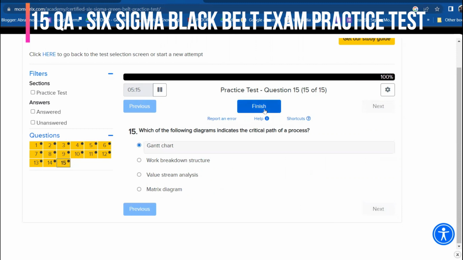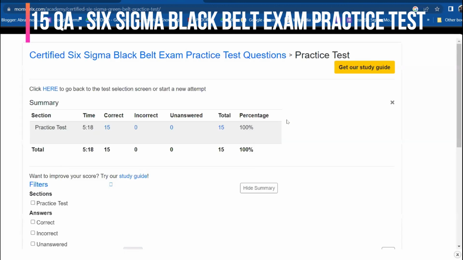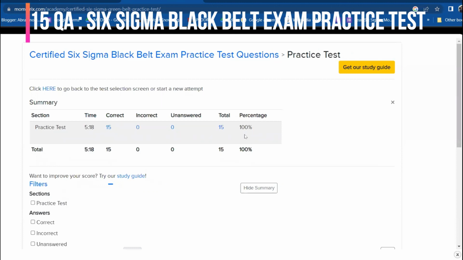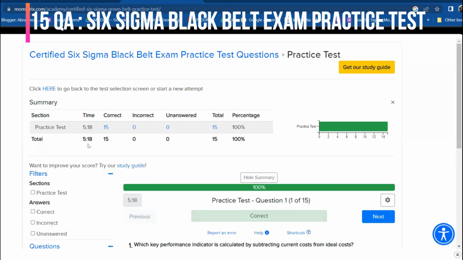I'm going to finish. So I have completed all the 15. Let's see the score. Do you want to finish? Yes. Excellent. So we got 100 marks. All 15 are correct. We took only 5 minutes to complete everything. Let's see more in detail.